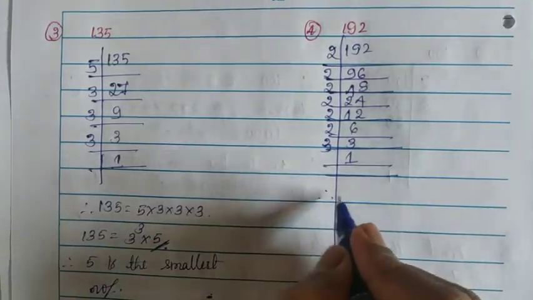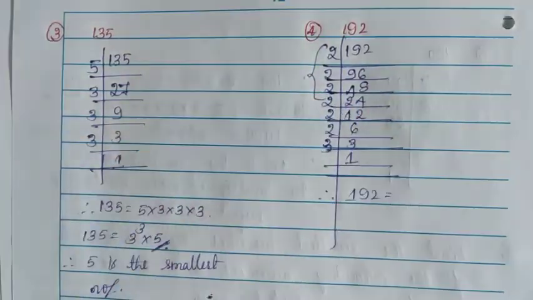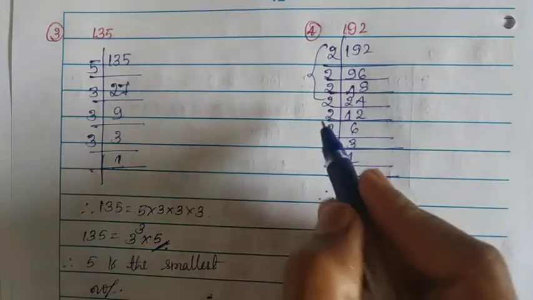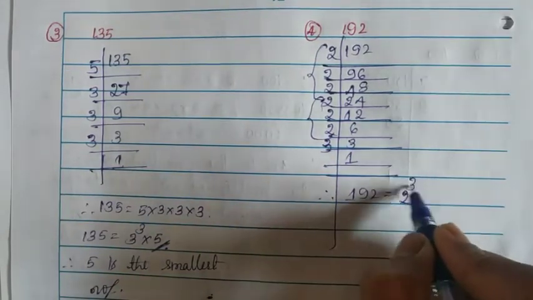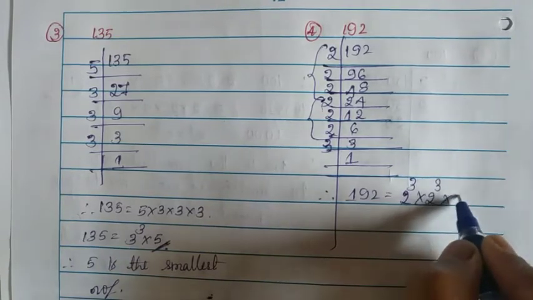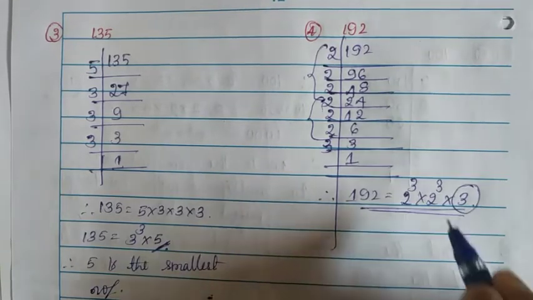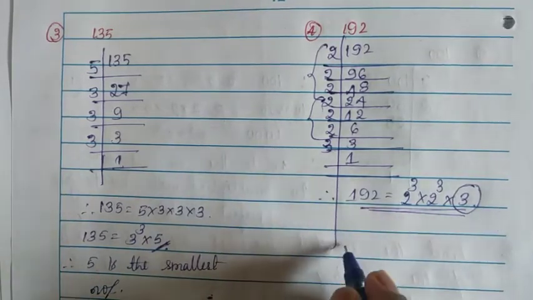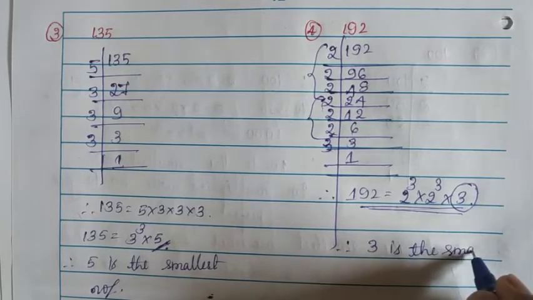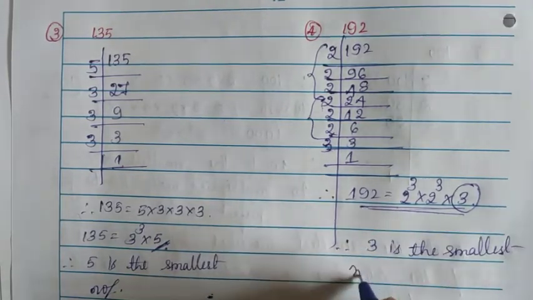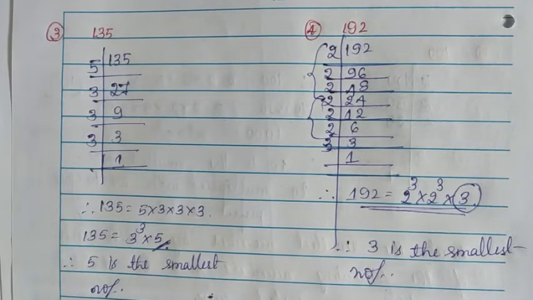Yes, therefore 192 is equal to, now grouping the twos in threes like that. This 192 is written as 2 cube into 2 cube into 3. See children, here which number is extra? Yes, 3 is the extra number. Therefore, 3 is the smallest number. Yes, all of you complete this sentence by looking at your previous work.